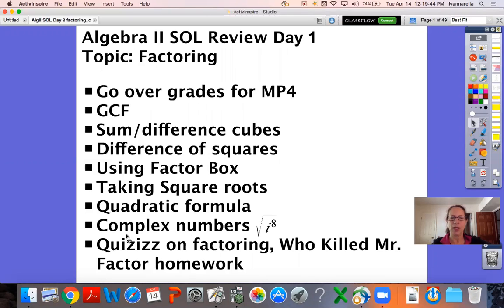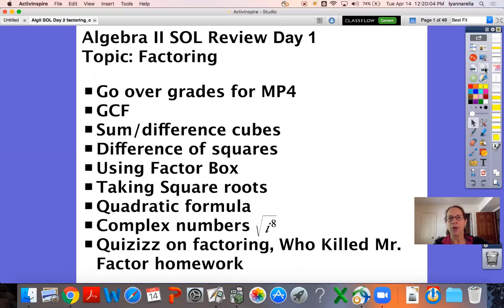And then I'll just barely touch on complex numbers because I don't think you really need to know a whole lot about those. Then your two assignments are the homework for Who Killed Mr. Factor. This is like that Who Killed Mr. Quad we did a while back, if you recall, where we put the things up on the wall and you had to match the answers. This one is like that. And then I'll tell you about your quizzes. So without further ado, let me talk about the grades real quick.